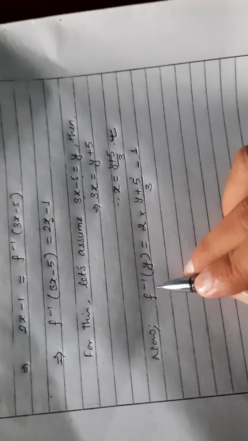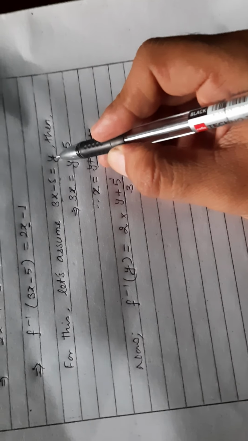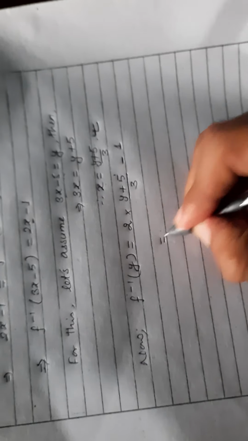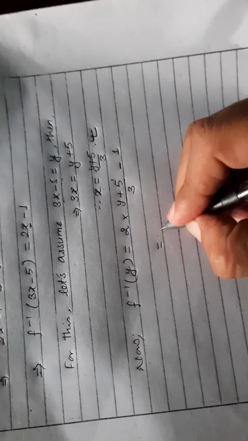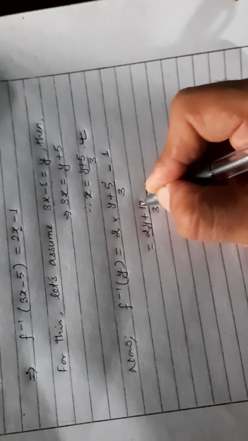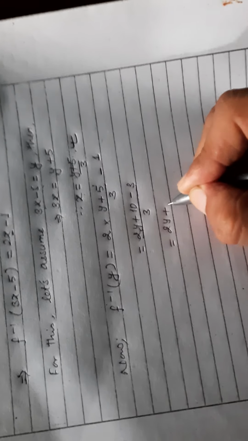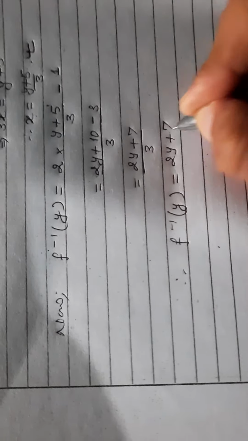Okay, what we did here, we just put the values from our assumption. In the place of 3x minus 5 we put y, and in the place of small x we put y plus 5 by 3. Now the function looks like this. Okay, now go on simplifying. Let's take an LCM, that is 3 is our LCM, and here in the numerator we get 2y plus 10 minus 3, and further simplification we get 2y plus 7 by 3. This is the value of f inverse y. f inverse y is equal to 2y plus 7 by 3.